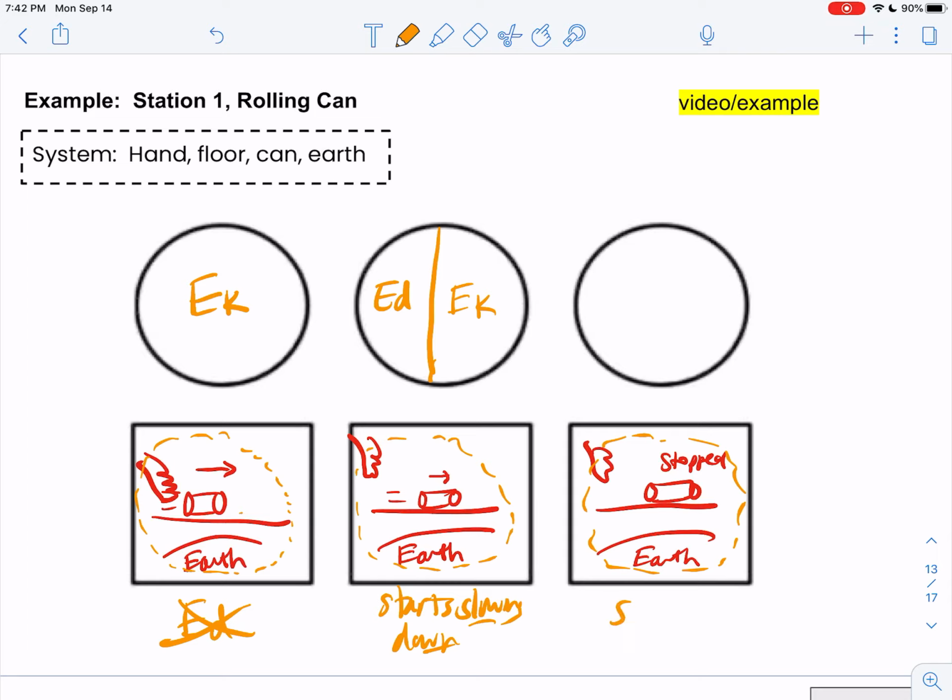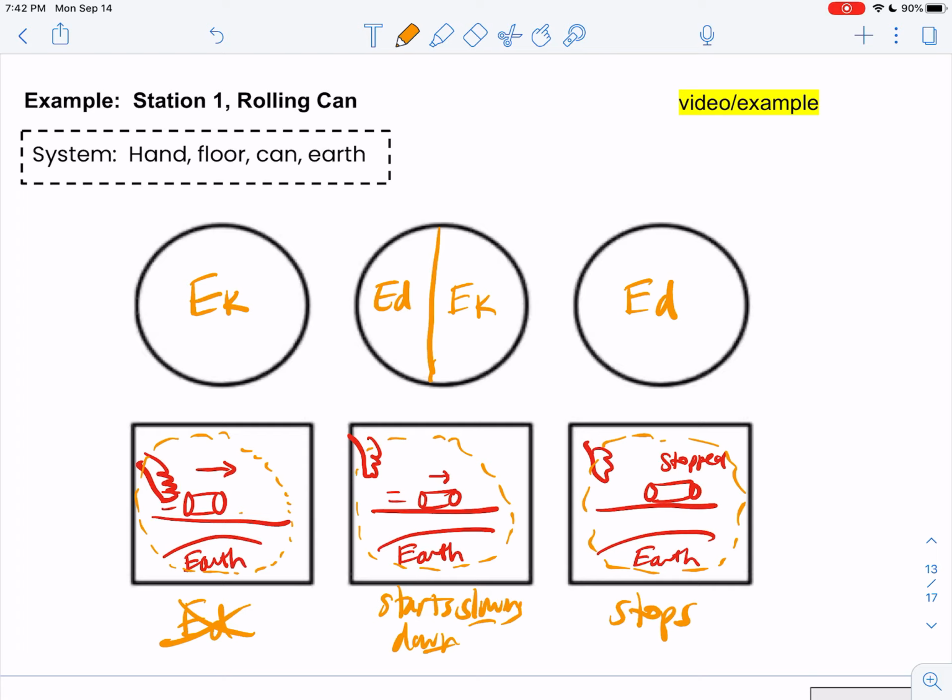By the time it is finished, the can comes to a stop, so that means no EK. It's still not above the ground. It still doesn't have any springs or anything stretched or compressed. So the only choice would be that the ED would have to have taken up the whole pie.